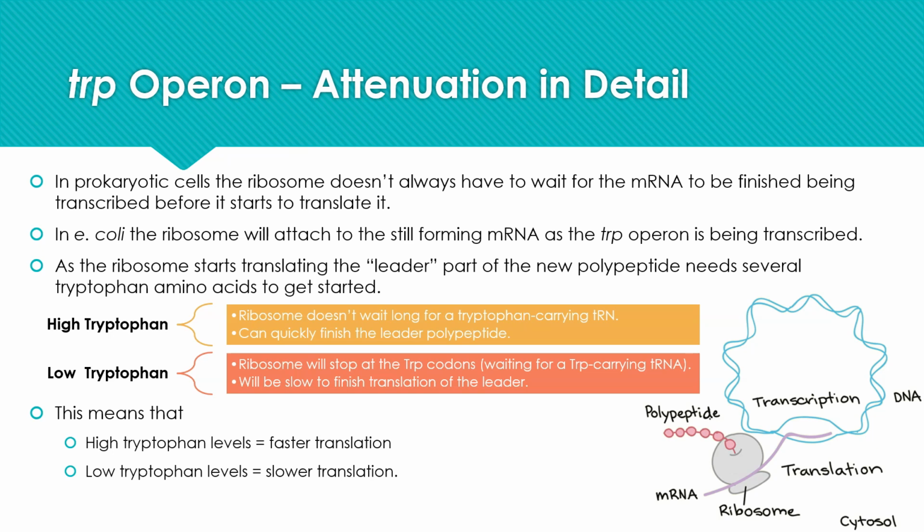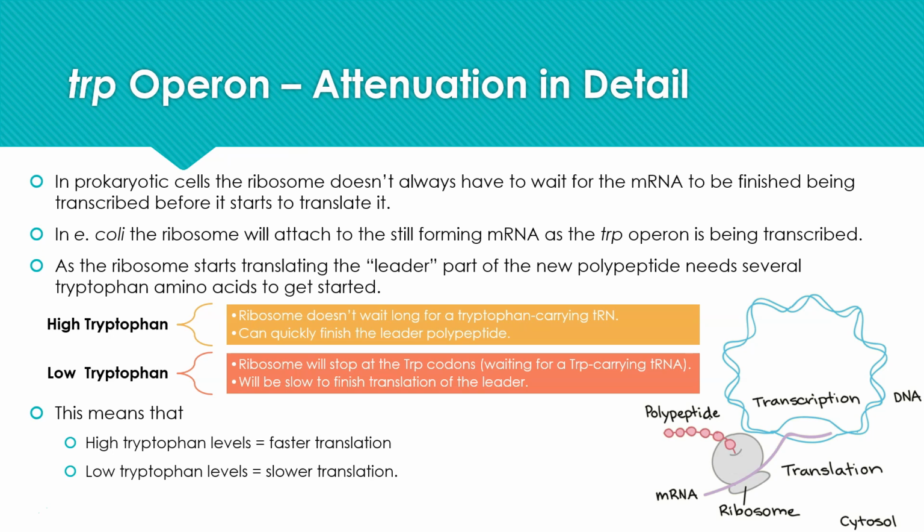So in E. coli, the ribosome attaches to the mRNA as it's still being transcribed off the DNA. There's a little bit at the very start called the leader that we hadn't talked about before. And this leader section of the mRNA, as it gets to the ribosome, and it's being read and translated into a polypeptide, what's really interesting is in that leader section are two codons that require tryptophan tRNA molecules.